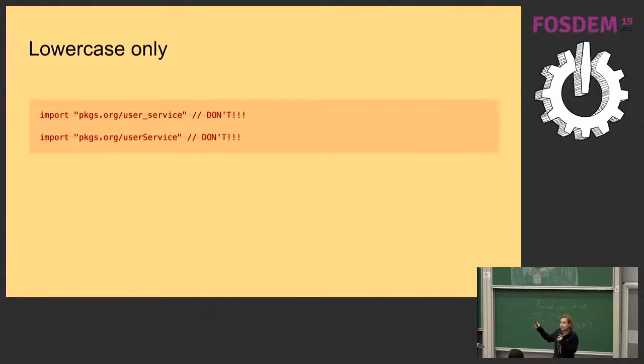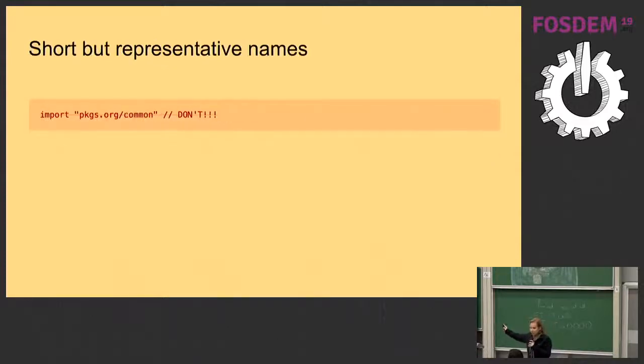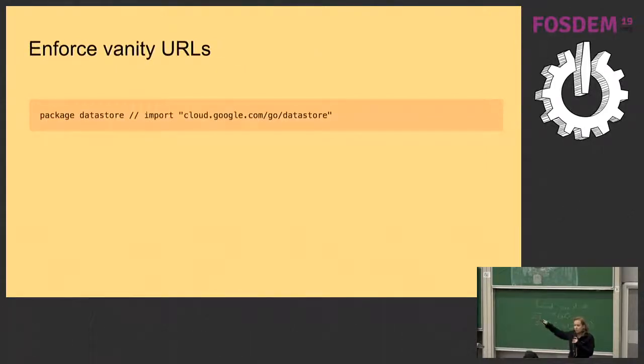Lowercase only. No camel case. No underscore. Short but representative names. No common. No util. If you want to use util, use some context, say HTTP util. Try to enforce vanity URLs. If you have these fancy URLs, you can enforce them.